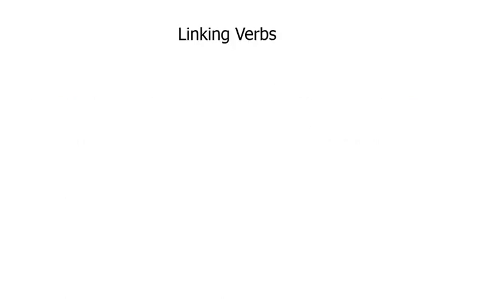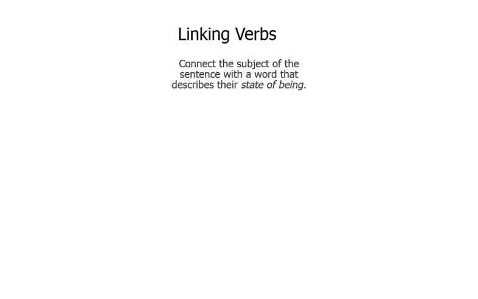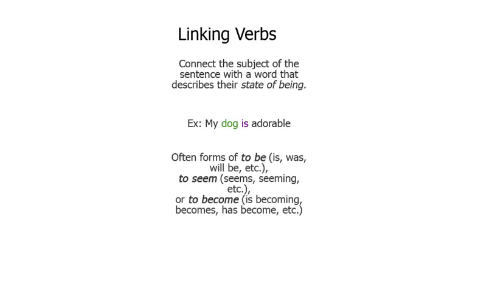Fortunately, linking and helping verbs are pretty straightforward. A linking verb connects the subject of the sentence to a word that describes their state of being. For example, "My dog is adorable." In this sentence, the verb is links the subject, my dog, with the adjective, adorable, which is her state of being. Linking verbs are often some form of to be, like is or was or will be, etc. Or some form of to seem, like seems, seeming, and so on. Or some form of to become, is becoming, becomes, has become.